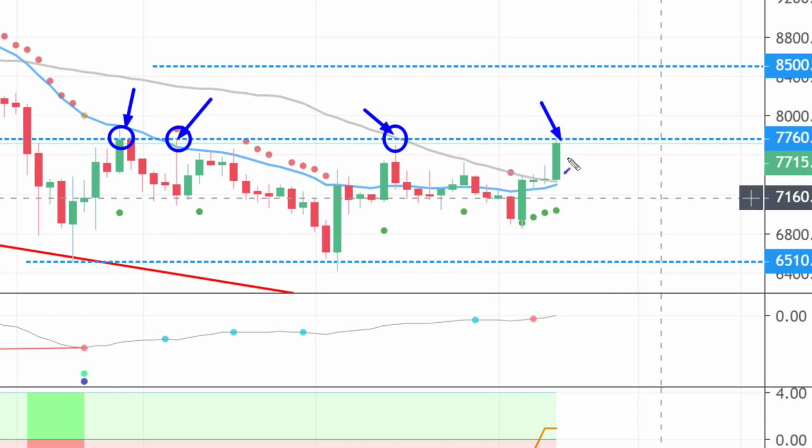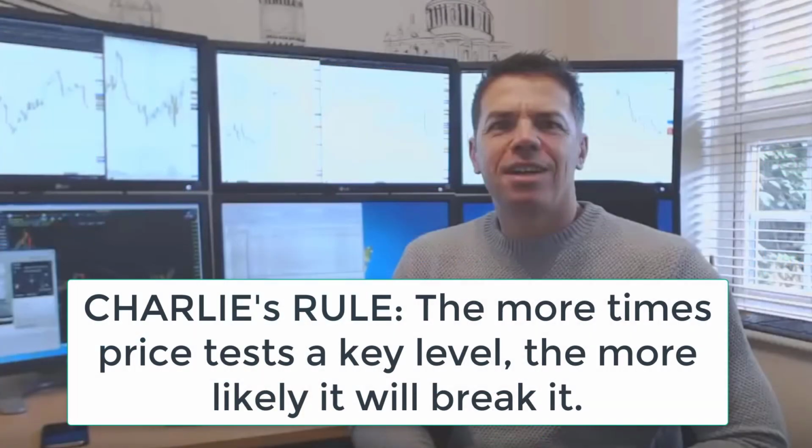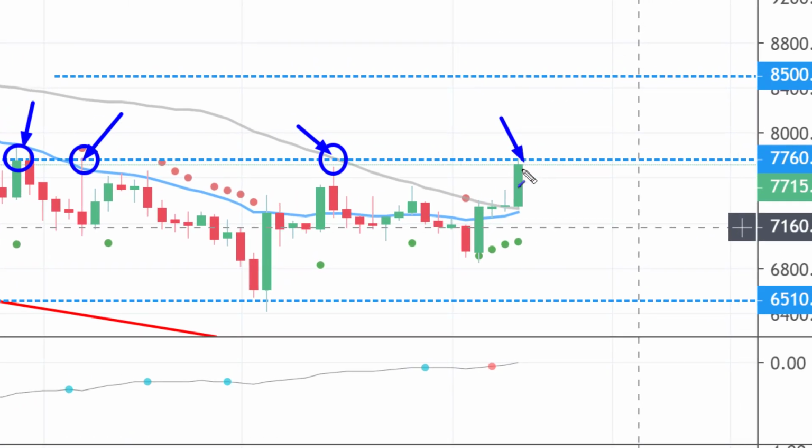Now, again, remember guys, Charlie's rule. If you recall my good friend Charlie, he mentioned a very important rule. The more times price comes to test a key level, the more likely it is that it's going to break it. Charlie calls this pebbles on a pond. So this is now probably the 4th time we're visiting this level of resistance. You might want to say 3rd or 4th time. But I think on the balance of probabilities, it looks like we might actually break this level.